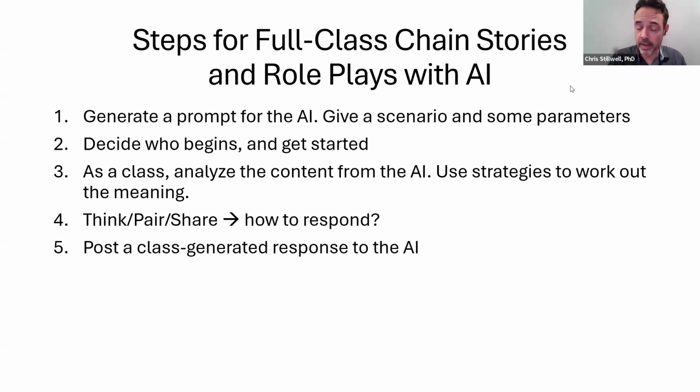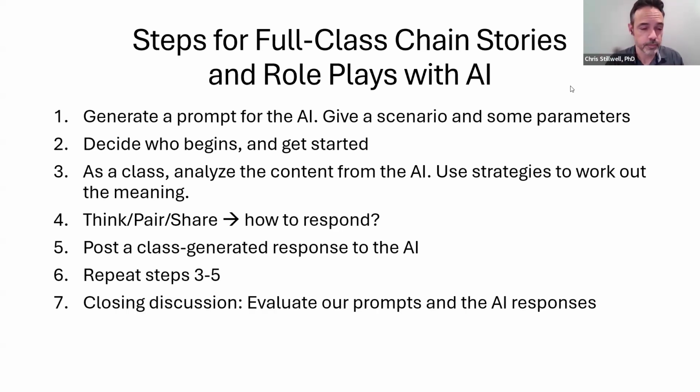Next, we post that class-generated response to the AI. So we all came up with it together, and I type that in. I give it to the AI, to Pi AI or ChatGPT or Gemini, for example. And then we can repeat steps 3, 4, and 5 again and again until we are satisfied.